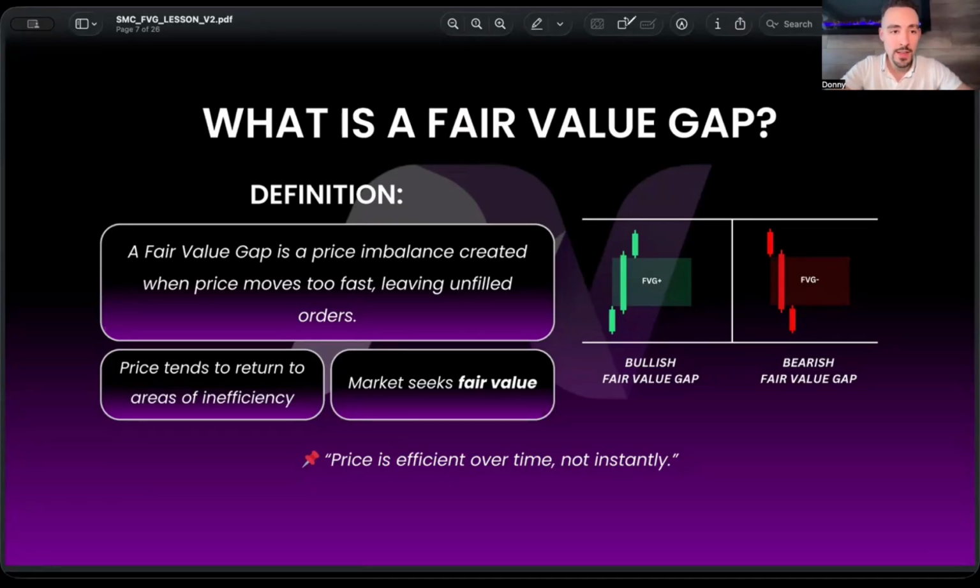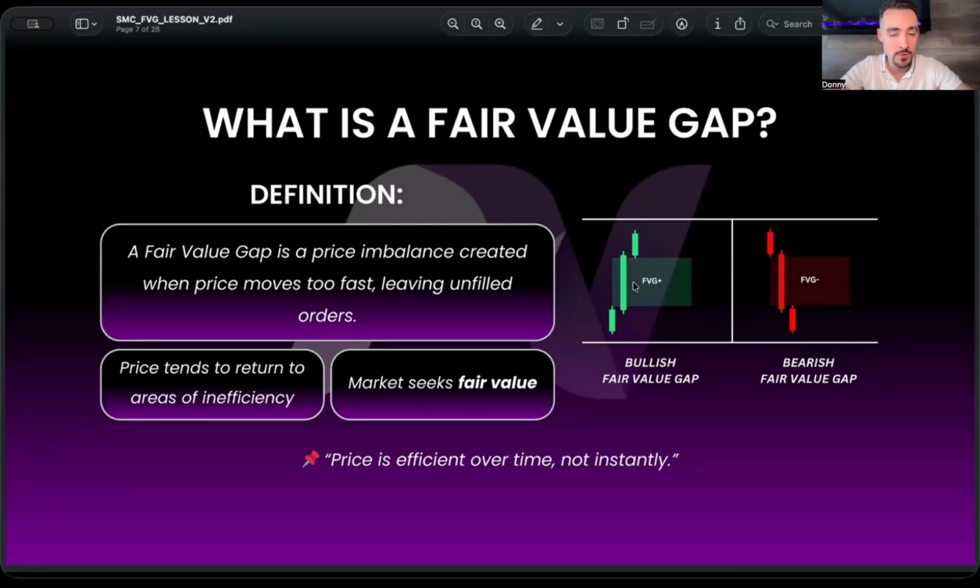At a glance, it's a three candlestick pattern. You have candle number one, candle number two, which is the one that creates the fair value gap, and then candle number three. The zone where you have no overlapping of wicks is the fair value gap zone.